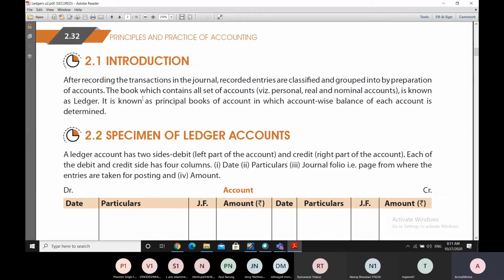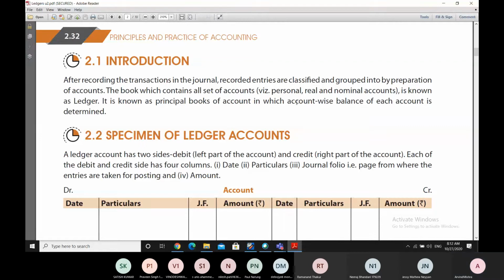So that book of account, which contains all the types of accounts or all sets of accounts, whether they be personal accounts or non-personal accounts. As you know, there are two types of non-personal accounts, real and nominal. So all types of accounts, personal, real and nominal, will find a place in the ledger. So ledger is a collection of all the accounts. It is known as the principal book of account.